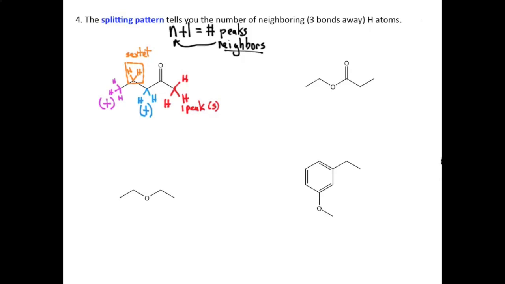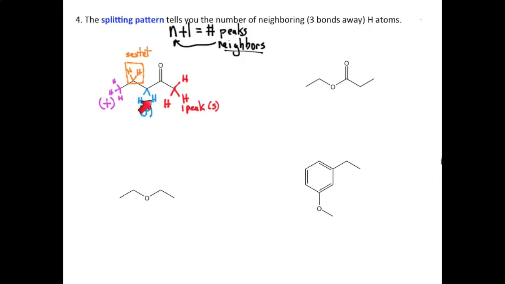And here's the analogy I like to use. I like to think about hydrogens as people living in a house. So here there are 3 hydrogens living in our house, and that house is our carbon. How many neighbors do you have? Well, here's a carbon. There's no hydrogens there. There's 0 neighbors, so it's 1 peak.